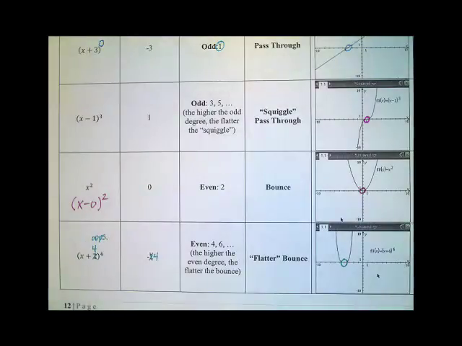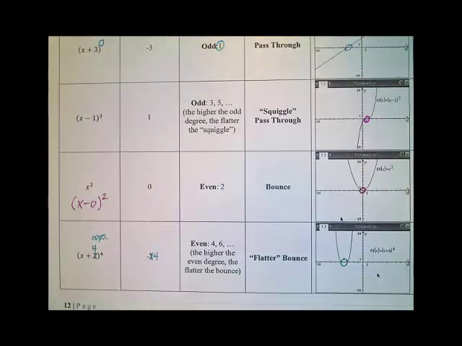So it's really important that you know when it goes through and when it touches or bounces. Okay, so it's a touch or bounce. It's a cross or through. All right, so let's do some examples. Let's write some equations. So exercise 1.